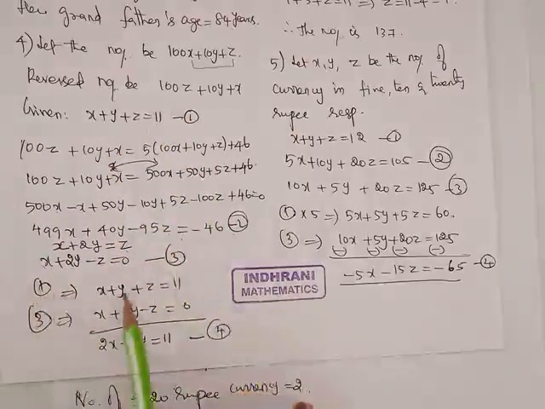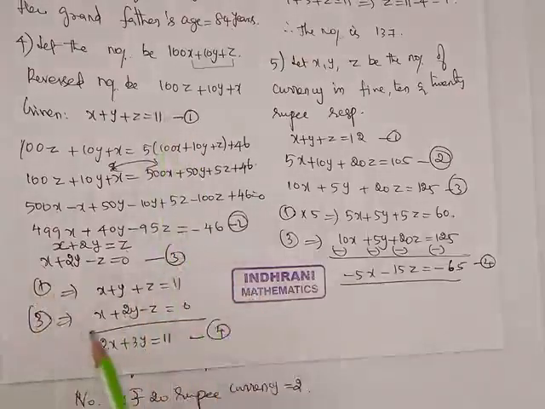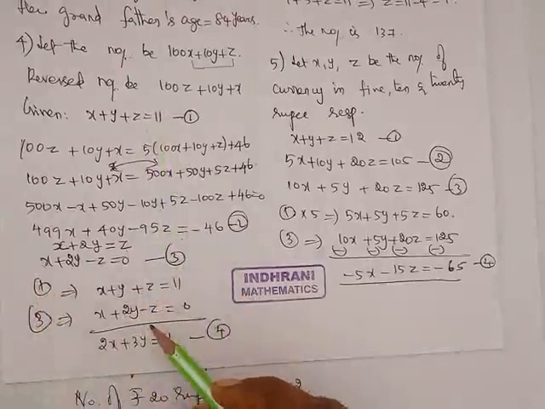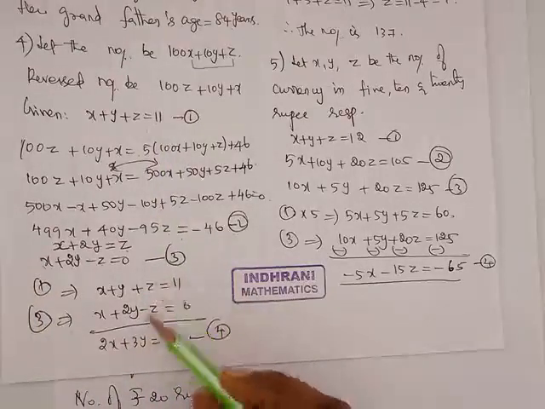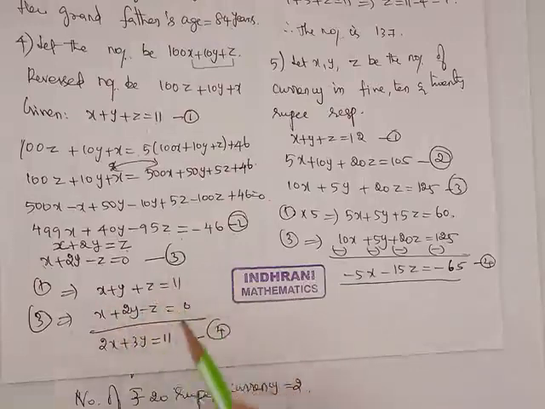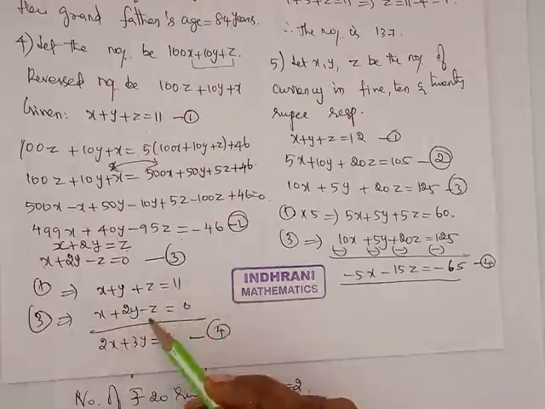So equation 1 I am writing as it is. Equation number 3 I am writing as it is. Now plus Z, minus Z. If you add, they automatically cancel. So no need to change the sign. So plus Z minus Z get cancelled.